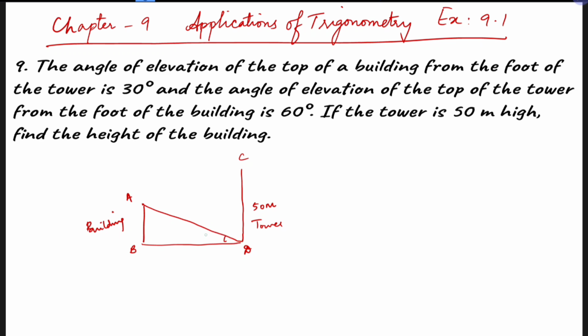Angle ADB is 30 degrees. And similarly, the angle of elevation of the top of the tower from the foot of the building is 60 degrees. And they have told us to find the height of the building AB. Let AB be H and let BD be X. We have to find AB.